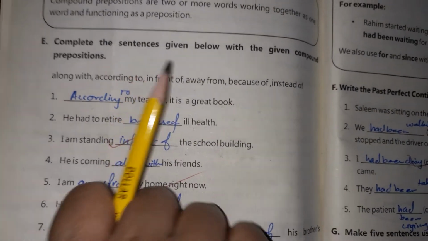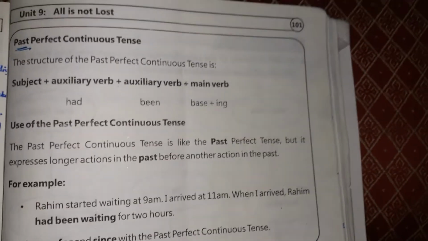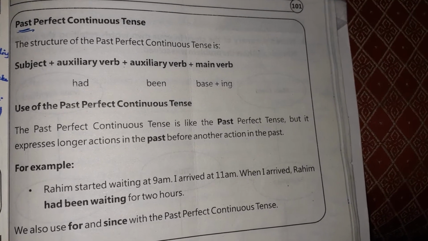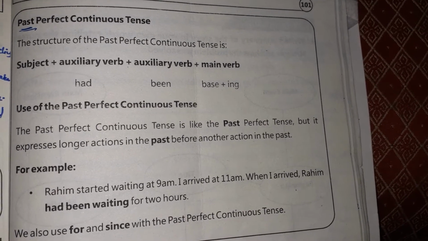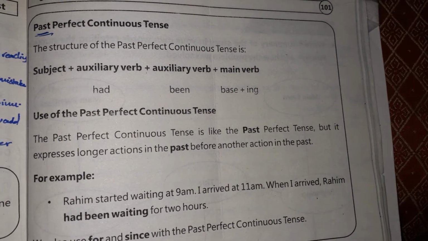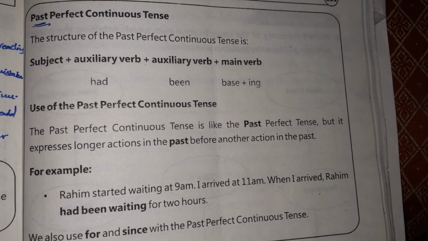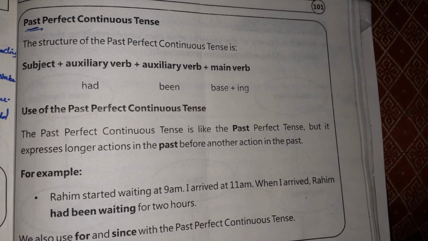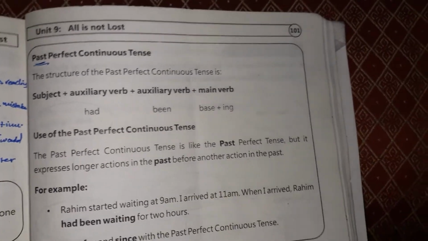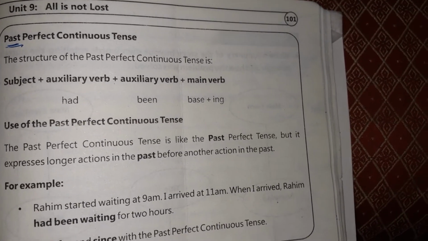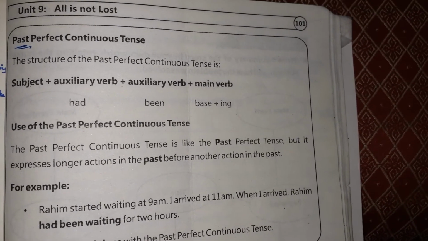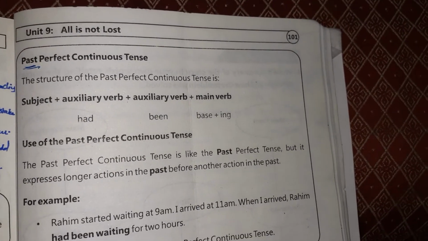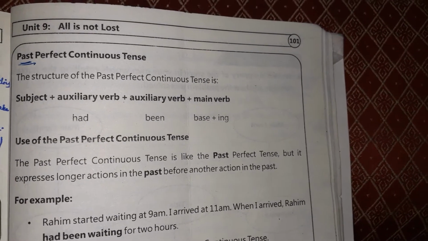Then the next exercise is about tenses, and the tense we are going to do is the past perfect continuous tense. We have already practiced this tense in the class, and we will revise it once again. These tenses are also helpful for you for translation in your paper. So you have to recognize the sentences in Urdu as well, to recognize that a sentence belongs to the past perfect continuous tense.